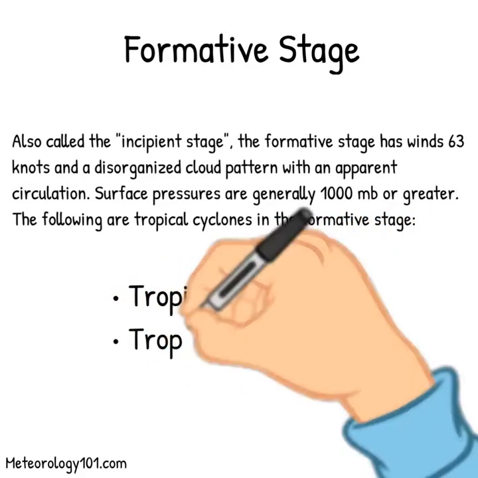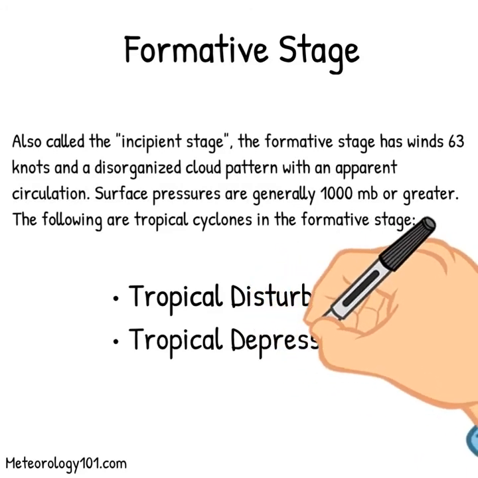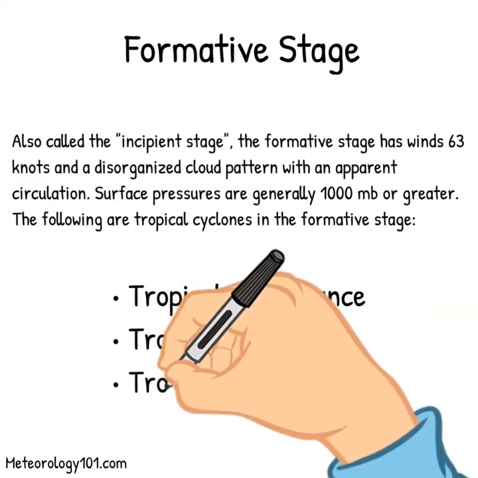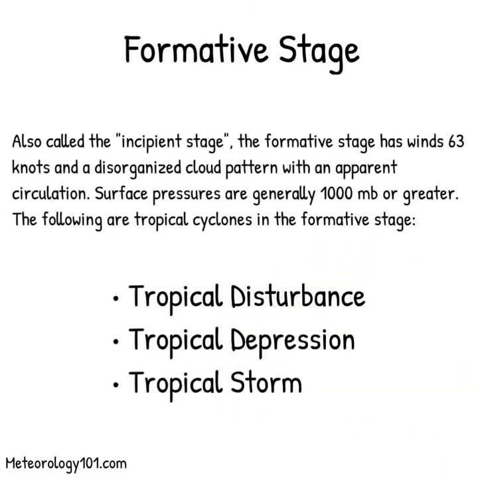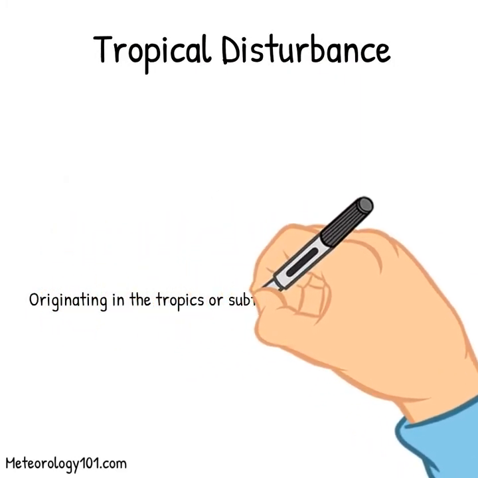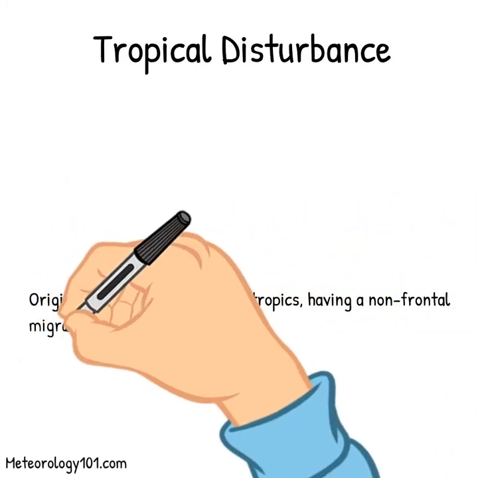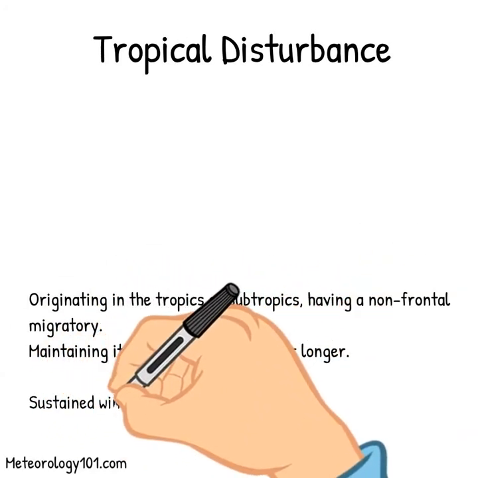The following are tropical cyclones in the formative stage. Tropical disturbance, tropical depression, tropical storm. Tropical disturbance, originating in the tropics or subtropics, having a non-frontal migratory presence. Maintaining its identity for 24 hours or longer.